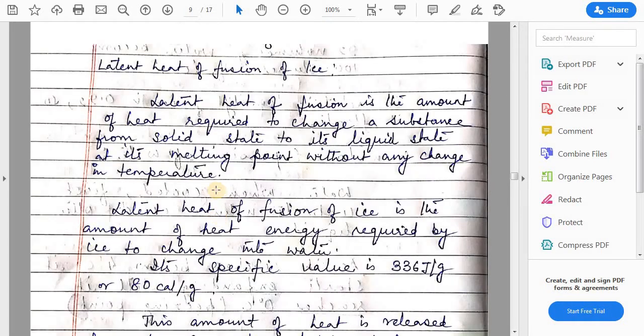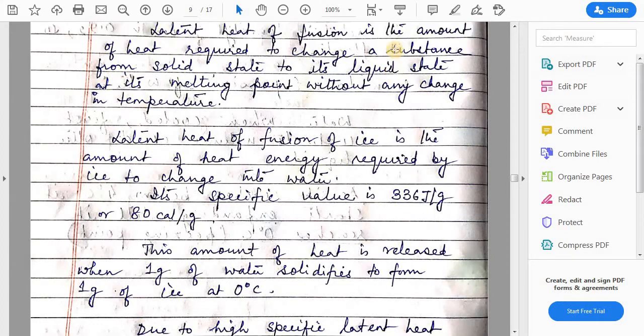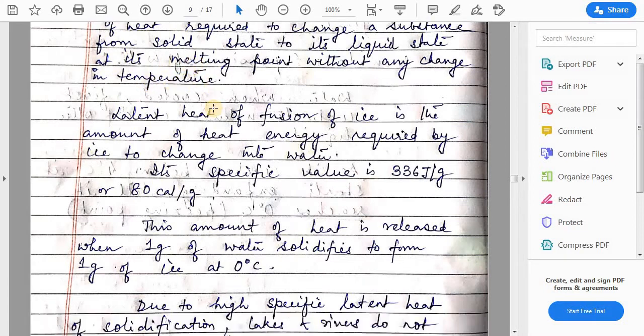Now come to certain definitions like latent heat of fusion of ice. Latent heat of fusion is the amount of heat required to change a substance from solid state to its liquid state at its melting point. So there is no change in temperature when the solid is going to liquid state, and the heat required for this change is called latent heat of fusion. So temperature will be constant. If you want to change ice to water, it is happening at 0 degrees Celsius and there is no temperature change.